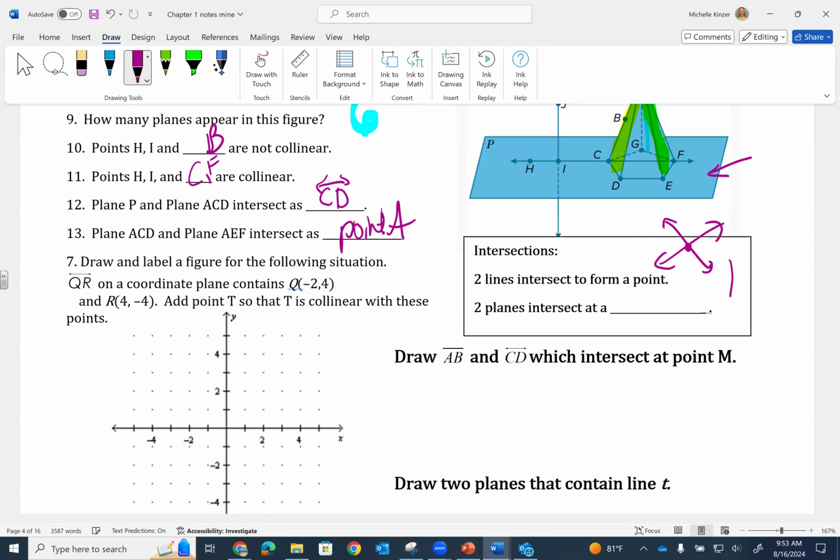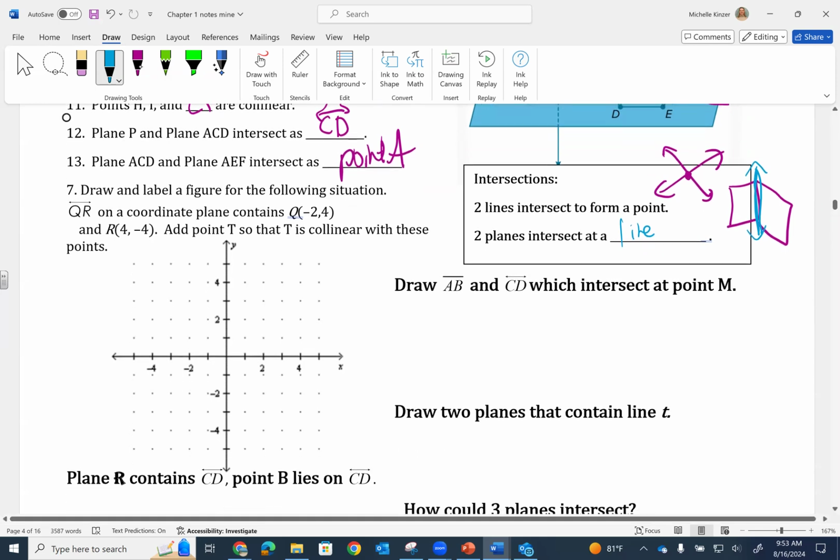Well, if you think about the corner of my room, if you've got two flat surfaces, they meet in the corner and they meet at a line. Because you could extend it forever. You could call it a segment or you could call it a line. Okay. Let's see if we can follow the directions here.